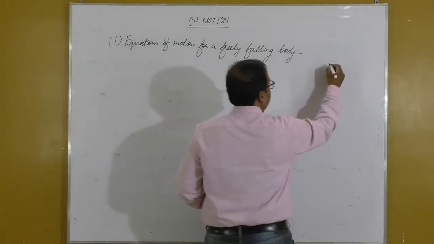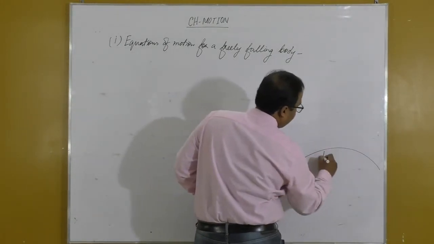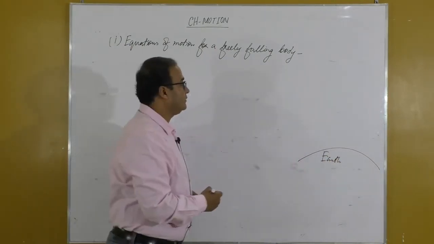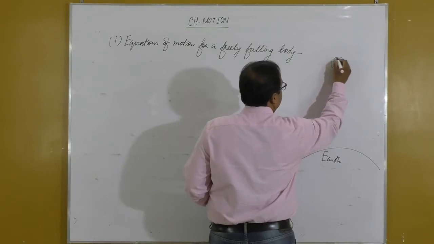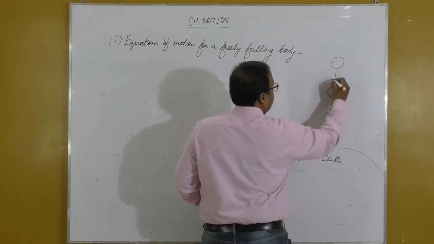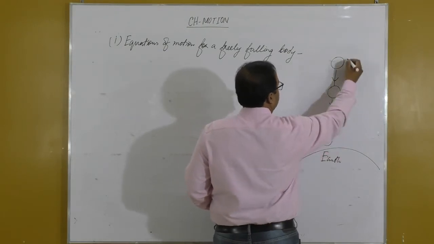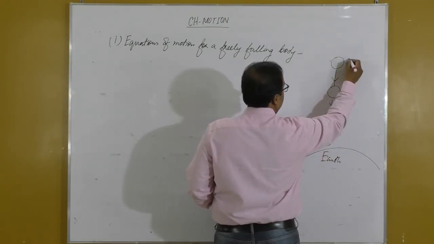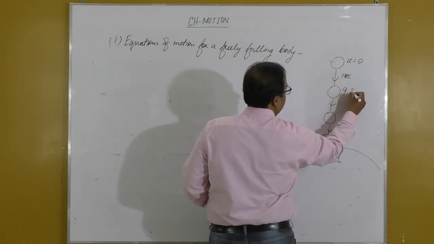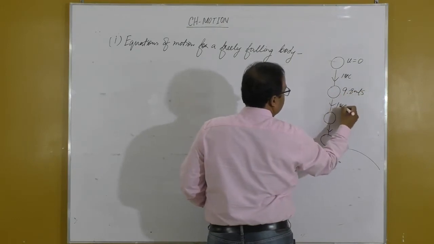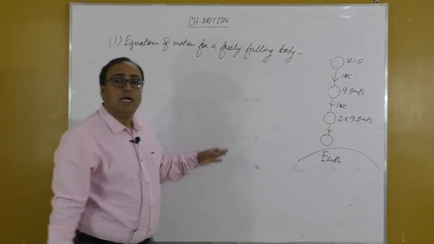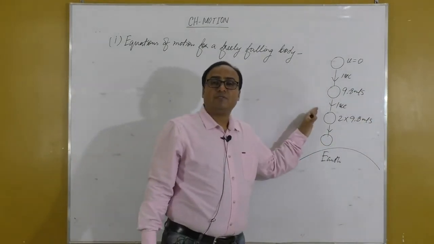If a body falls under the influence of Earth's force of gravity, it always falls with a constant acceleration. Suppose initially the velocity is 0. After 1 second it will become 9.8 meter per second. After one more second, 2 into 9.8 meter per second, like this. I already told you when a body falls freely, it falls with constant acceleration.